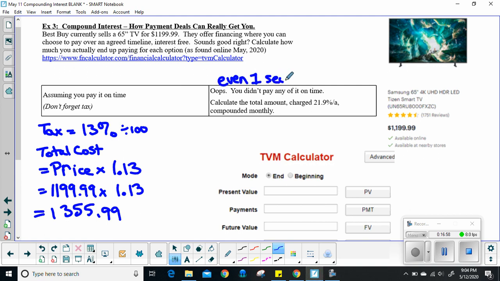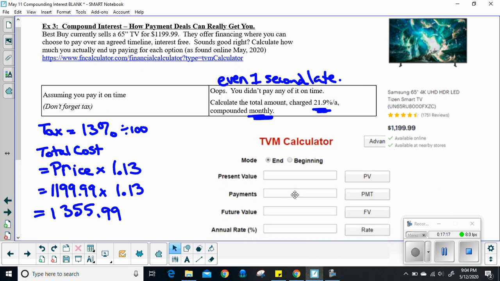Okay, but if you don't pay it on time, so if you pay it even 1 second late, even 1 second late, they are charging you 21.9% interest. Compounded monthly, and that's what they're going to backtrack for that whole year or 2 years that you were planning on paying it for. Like, it's insane. So let's see what that's going to turn out.